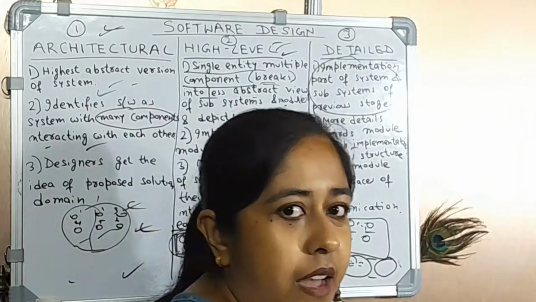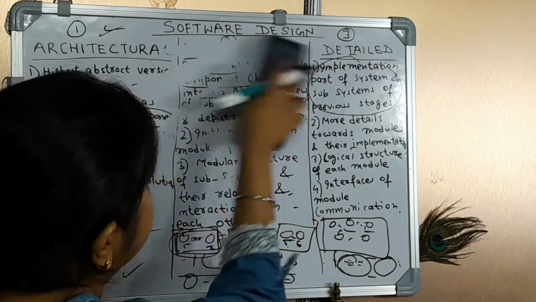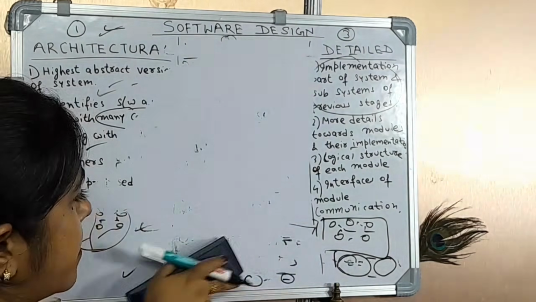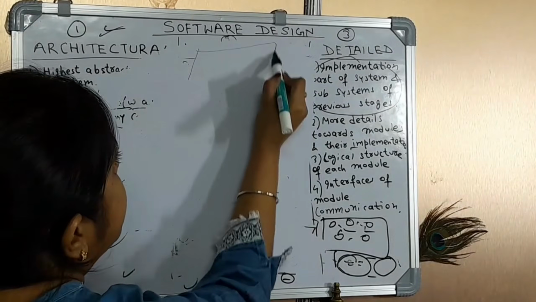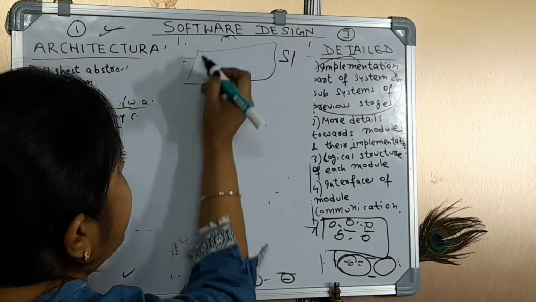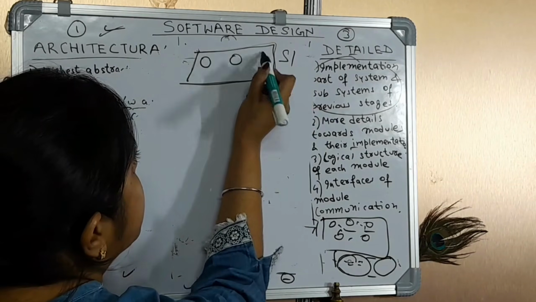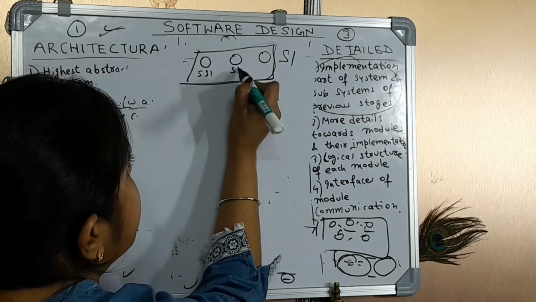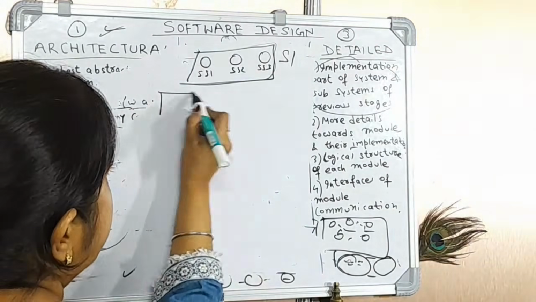Then again repeat, what is that one? The interaction. See, I will show you here, then you will be able to understand that one. Here, this is my system S1, and I am having some subsystems. Suppose these three subsystems are there, that is SS1, SS2 and SS3. These are my subsystems.